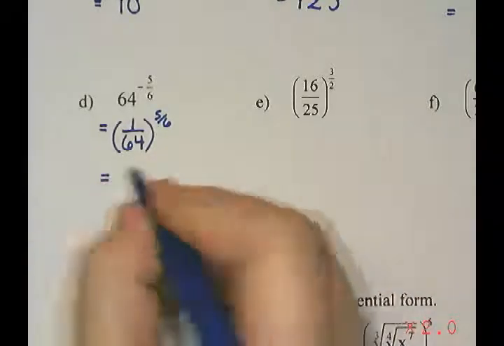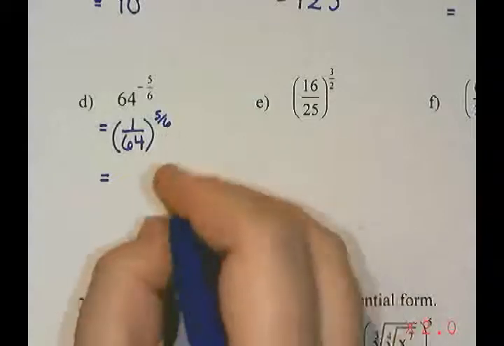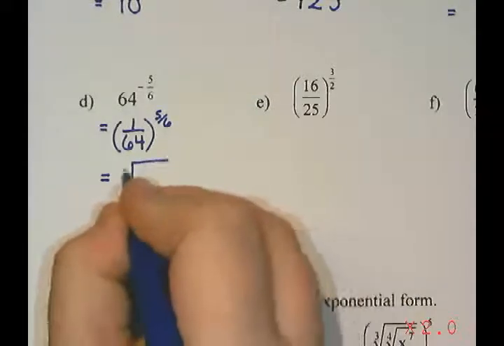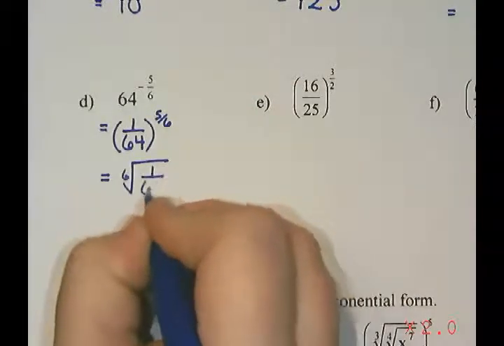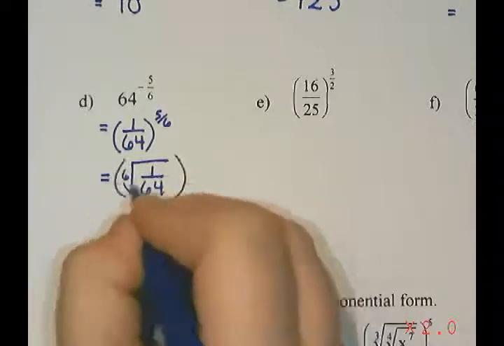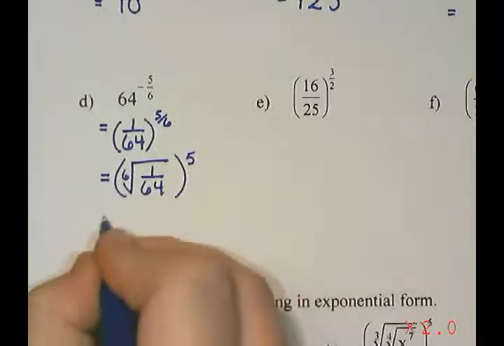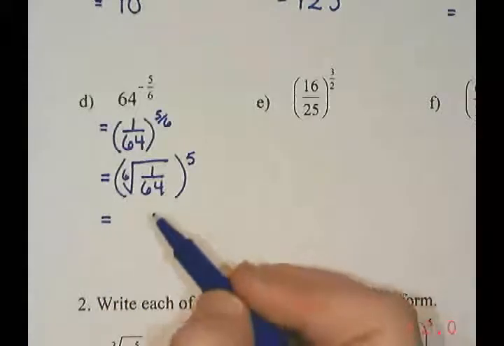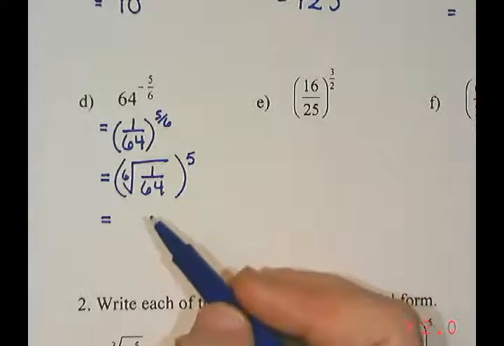And then I'm going to deal with the root. So this is going to be the 6th root of 1/64 to the power of 5. Now, if you try typing that in your calculator all at once, you're probably going to get a decimal.